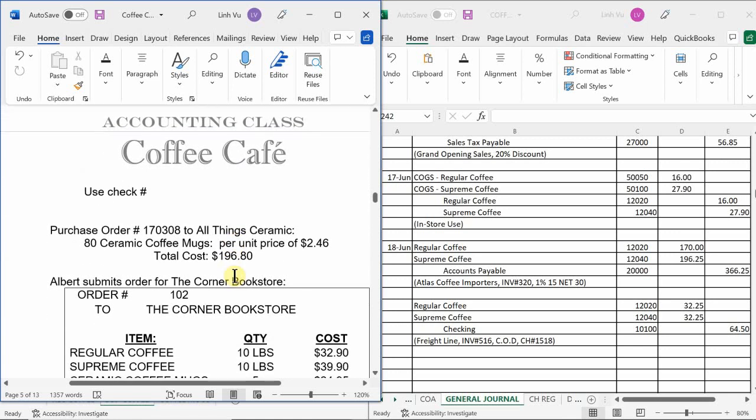Here, I want to submit another purchase order number 170308 to All Things Ceramics for another 80 ceramic coffee mugs, which right now cost $2.46 per unit, giving me a total cost of $196.80. Okay. So, once again, what do I do with this purchase order?